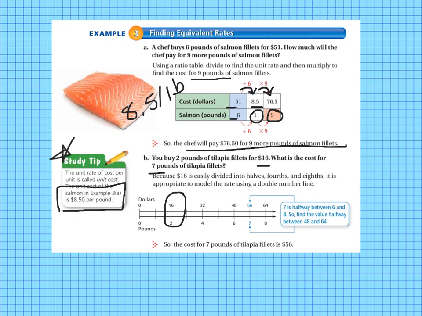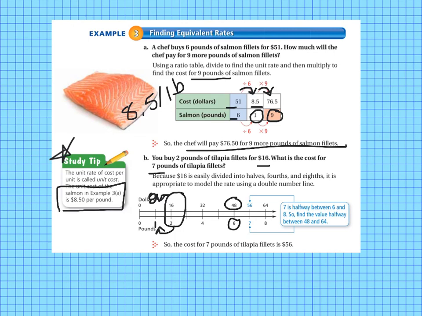So you could figure out the unit rate, which would be 1 pound, and so half of 2 is 1, half of 16 is 8. So you know that for every pound, you're going up by $8, or as they've marked it out for you here, every 2 pounds, you're going up by $16. But when you get up to 6, you've got $48, and so you have to know that you're going up by $8 to get to 7.